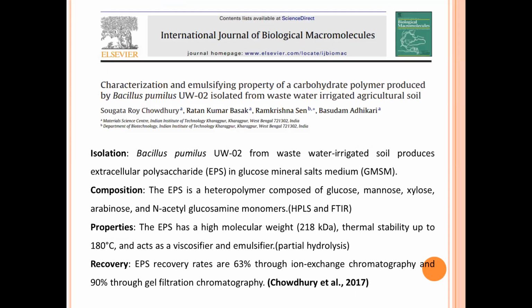And this paper talks about the production of EPS from a microbial strain called Bacillus pumilus, and here the microbial source is water irrigated soil. And this EPS is a heteropolymer, and it is composed of mannose, xylose, glucose, etc. And this EPS especially has a high molecular weight, that is 218 kilodalton, and thermal stability up to 180 degrees Celsius.